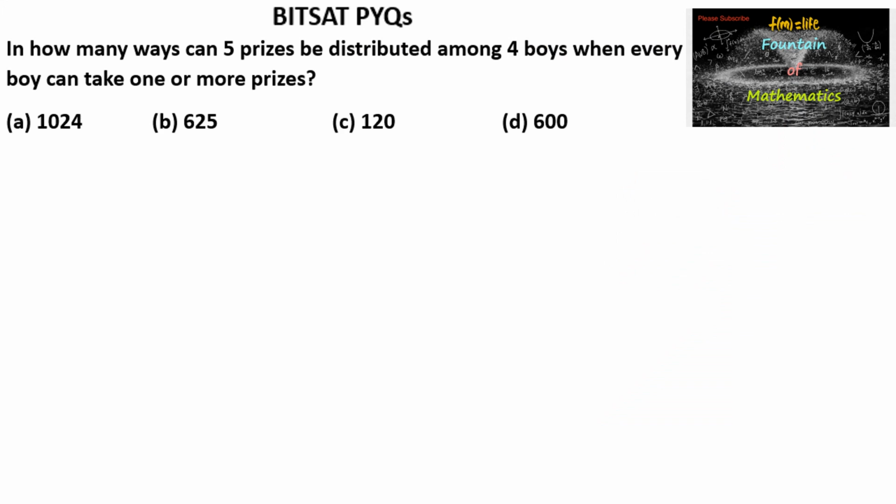In how many ways can 5 prizes be distributed among 4 boys when every boy can take 1 or more prizes? So here total 5 prizes are there and 4 boys, and it is also given that each boy can take 1 or more prizes, meaning only one boy may receive all the 5 prizes also.